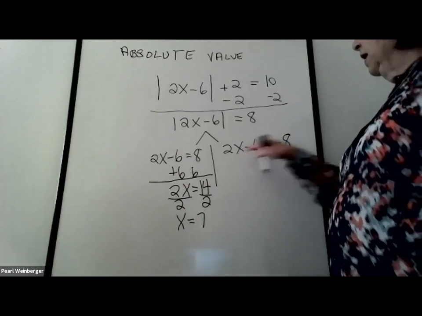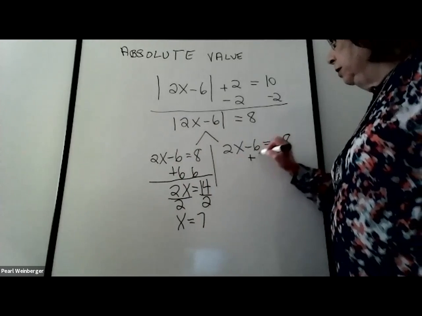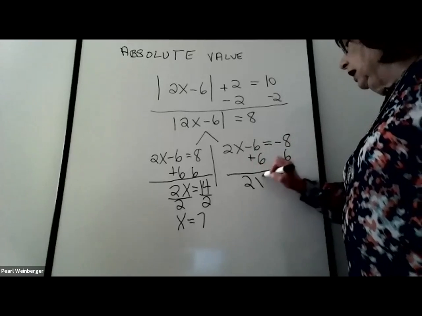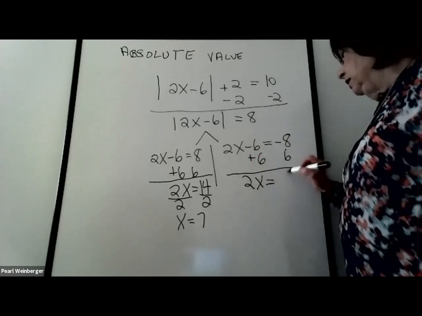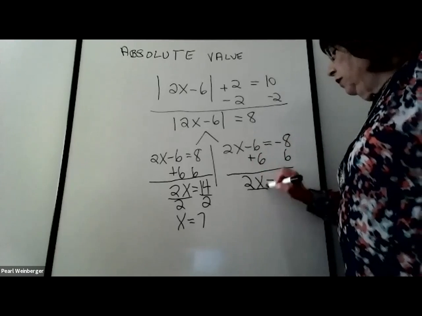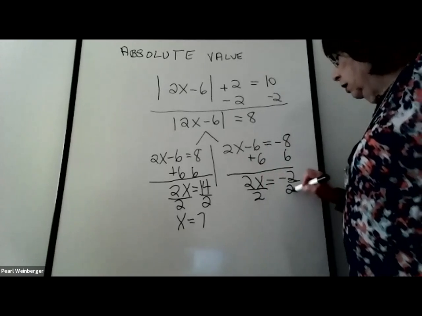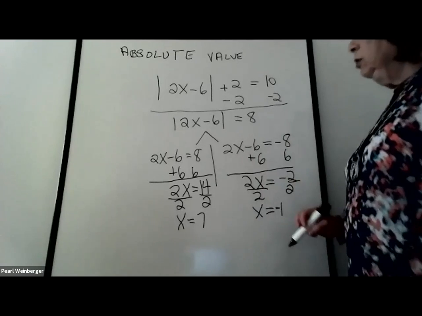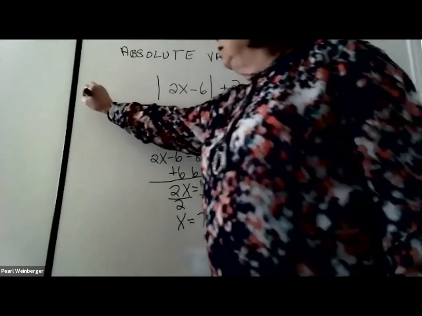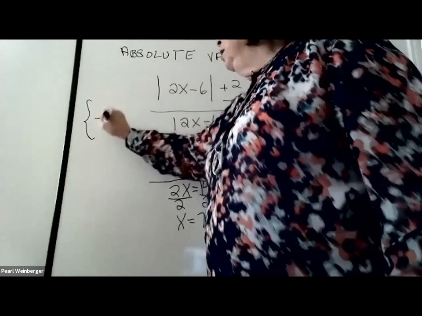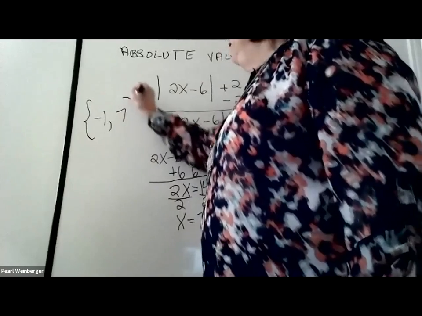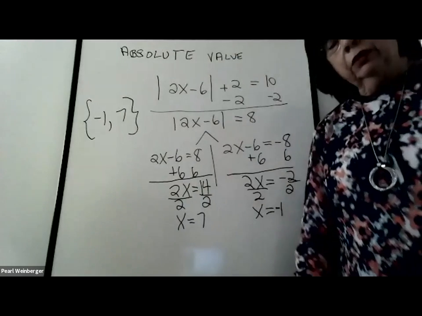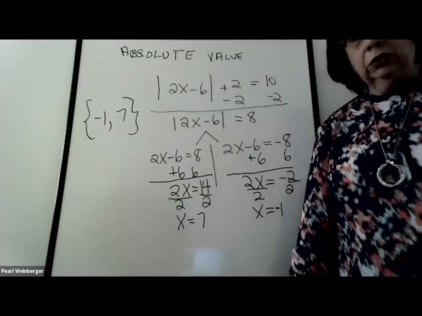I'm going to do the same thing on this one. Again, I'm going to add 6 to both sides. This will now give me 2x equals, well, negative 8 plus 6 is negative 2. And when I divide by 2, my answer here comes out to be negative 1. In other words, my 2 solutions are negative 1 and positive 7. If you write only one of those solutions, well, you're half wrong. You've not totally solved the question.